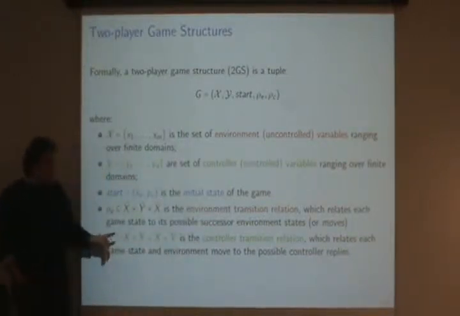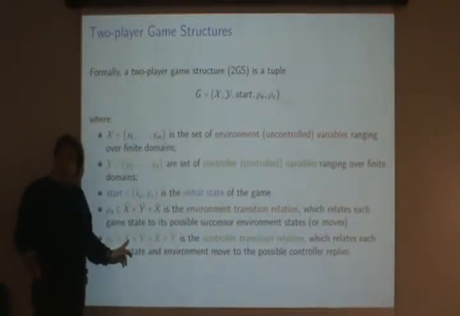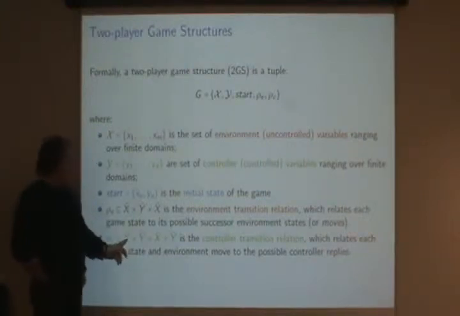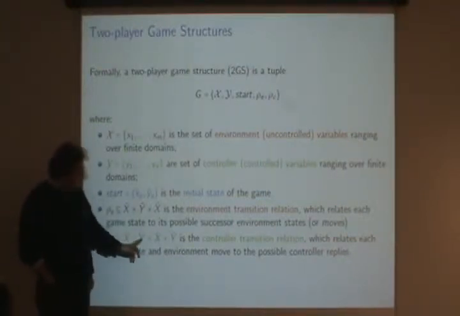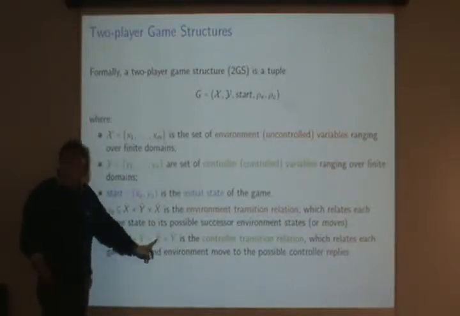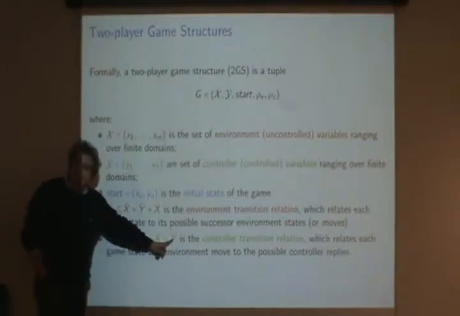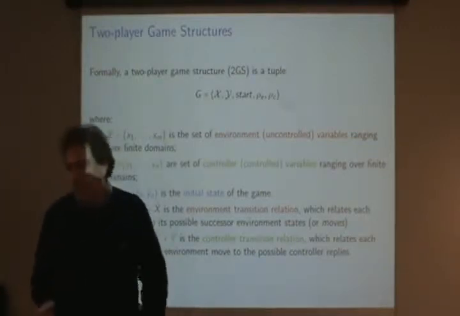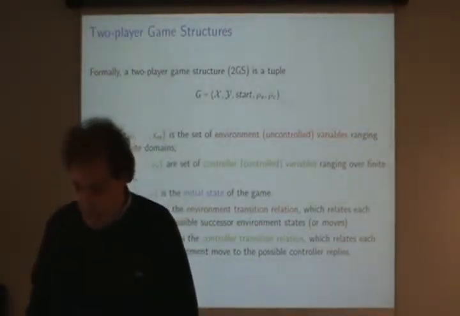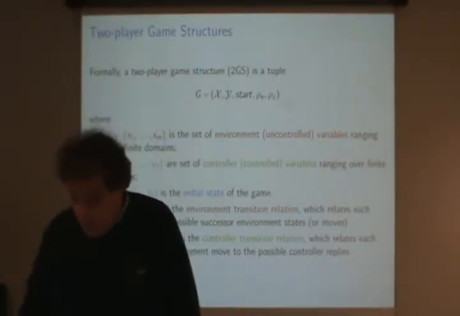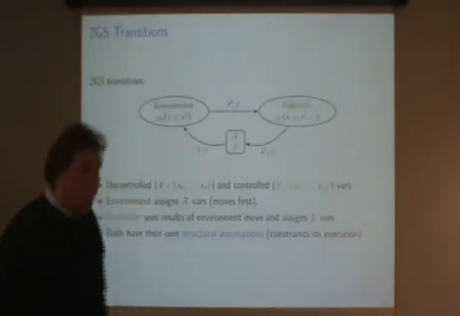And then we have a transition of the controller. What does the transition of the controller do? It looks at the old value of the variable of the environment, the old value of the variable of the controller, and the new variable for the environment, because it looks at the new move of the environment, and then it decides the new assignment for the variable of the controller.